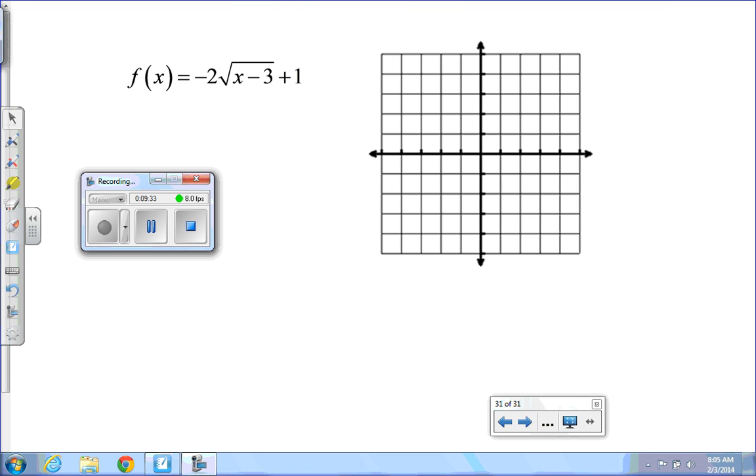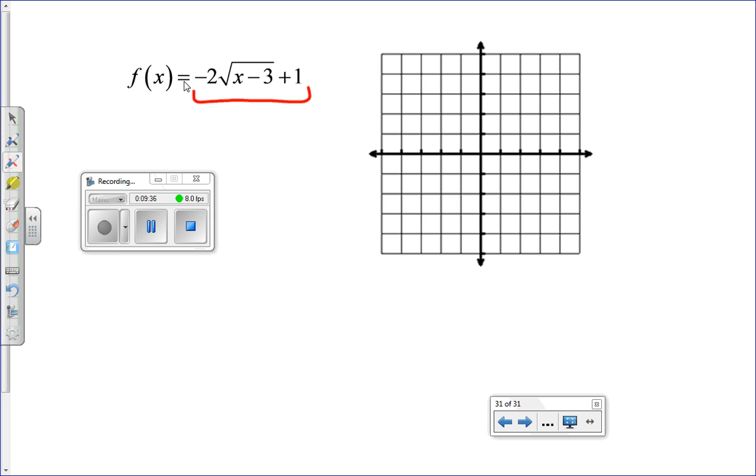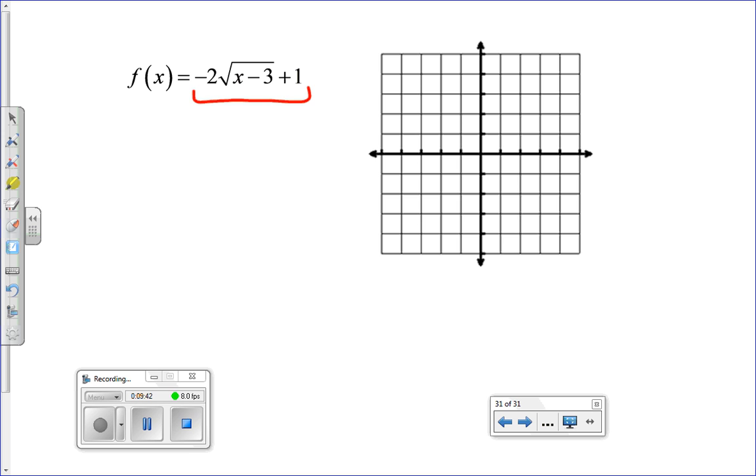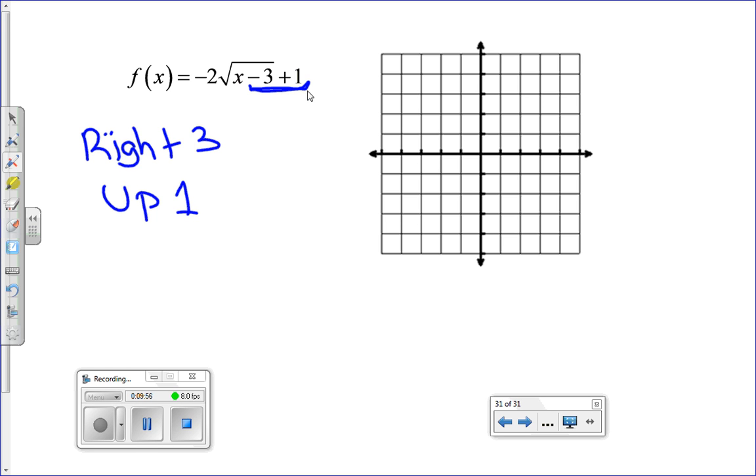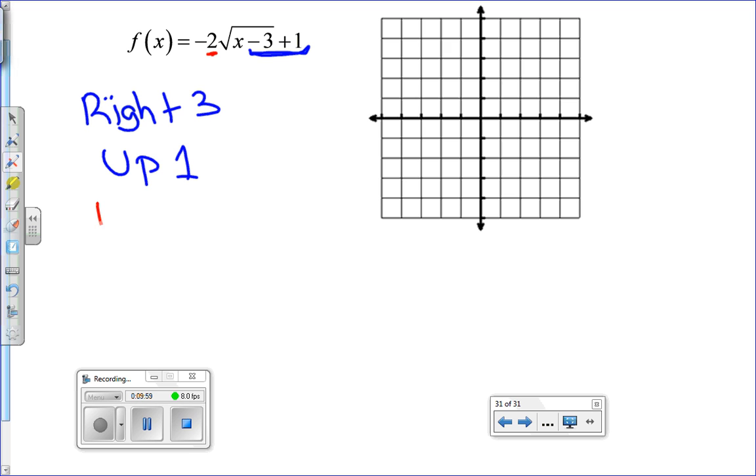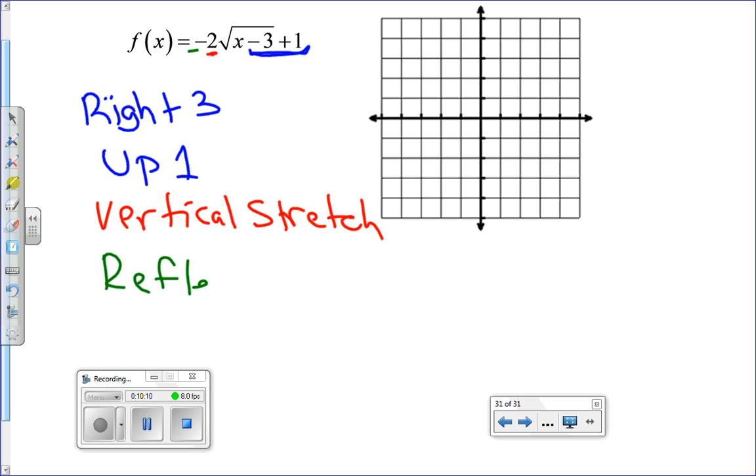All right, let's do one more example where we see 4 transformations in one function. Let's write these out first and recognize what we have. What we have first, let's look at these two guys. We're going to go right 3, and we're going to go up 1. We also have a 2 right there, which is a vertical stretch, and then the negative in front of the 2 is a reflection over the x-axis.